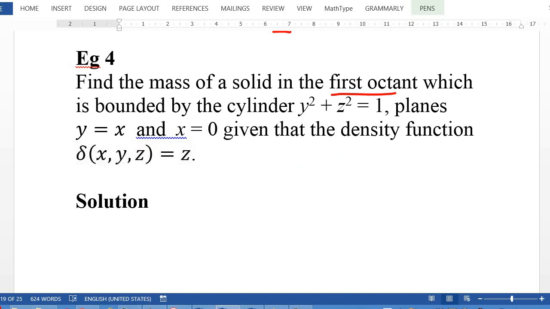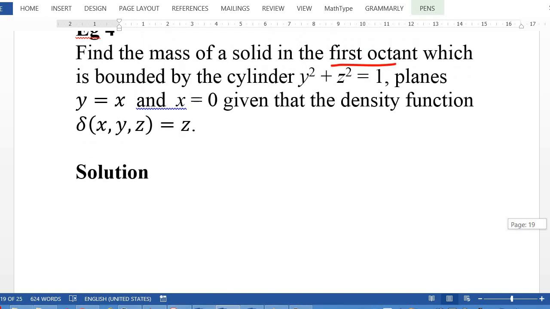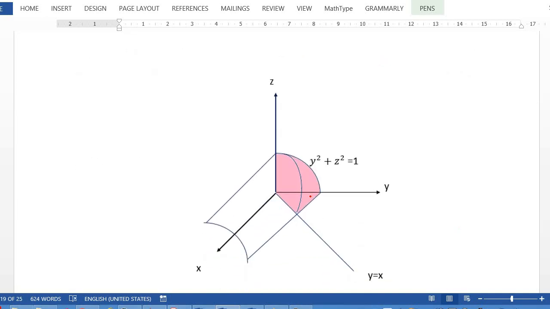Okay, and bounded by the plane y equal to x. Okay, y equal to x. And x equals 0 means that's why the cylinder is up to the zy plane, x equals 0, and bounded by y equal to x. So this is the resultant solid G here.